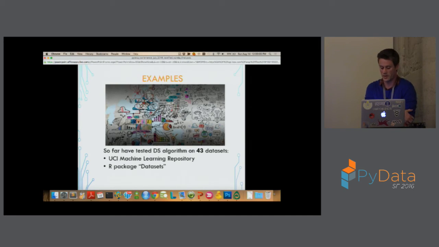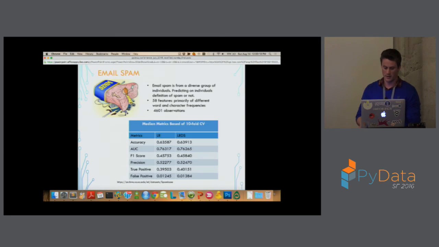So now on to what we've actually done so far. We've tested so far on 43 data sets, mostly from the UCI Machine Learning Repository, and then there's also an R package called datasets. And also not listed here, I played around a little bit with the Higgs boson data set. So, email spam: is it spam or is it not spam? I think the way it worked for this particular data set is a bunch of people sent in their spam to a curator, telling that person if it was spam or not spam. So we have 4,600 observations, which for the data sets that we tested on was on the large side. Granted, it isn't really that large, but it does have quite a few features.